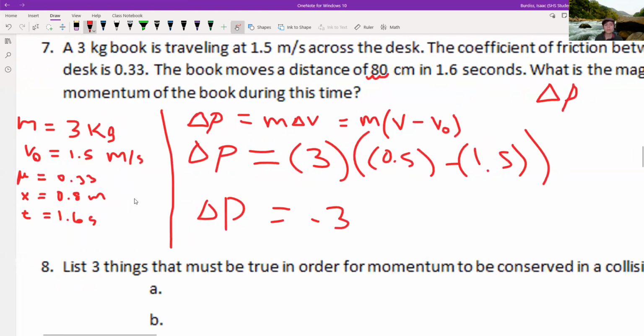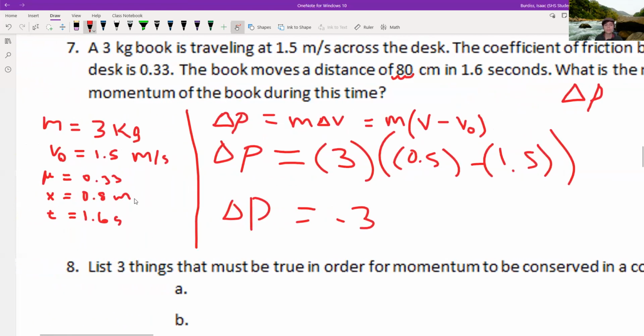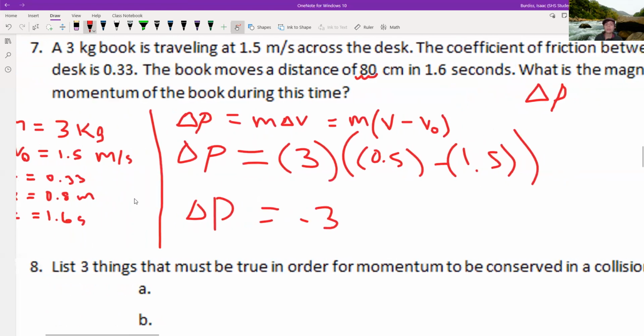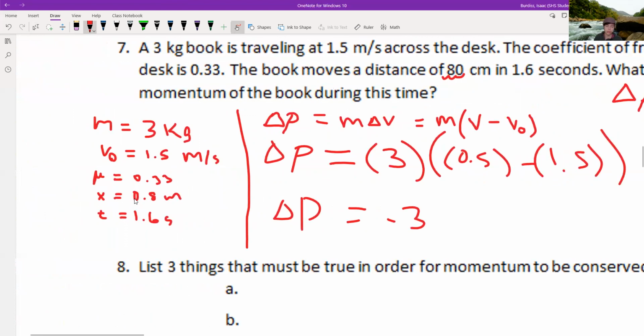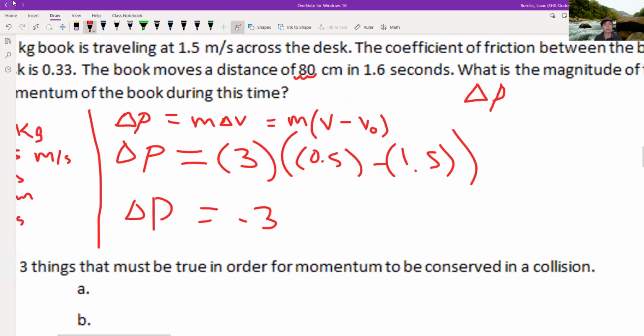Hold on. That's not the answer that I see. Oh, that's actually, well, for this one, there's friction present, so that's not what you would do. I apologize for that.